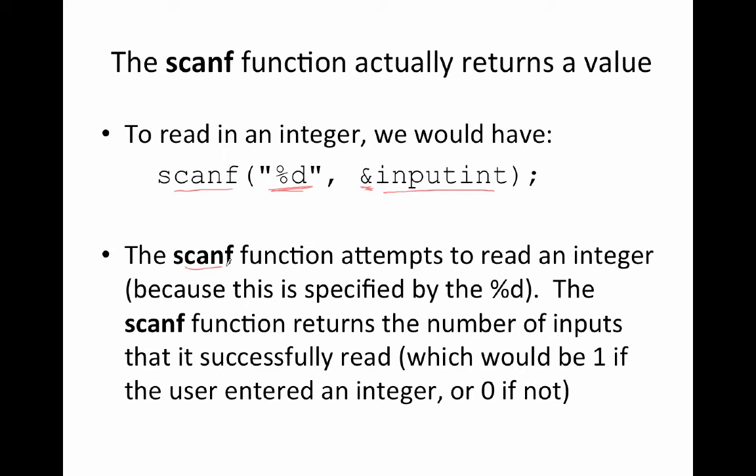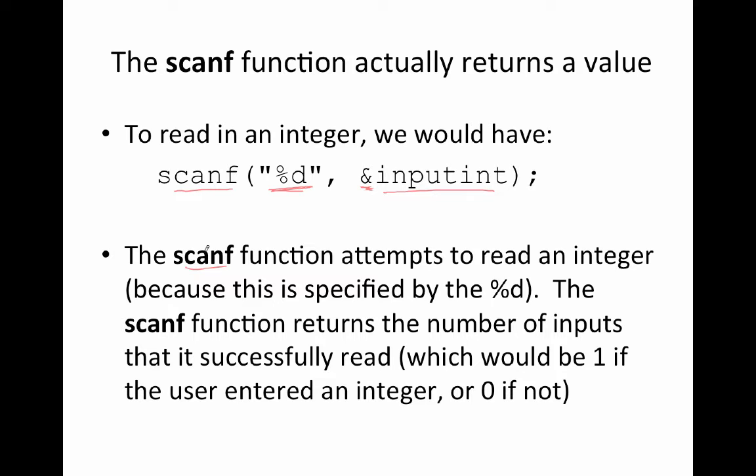Now the scanf function is going to attempt to read an integer because of the %d. So if there is an integer in the input buffer, then the scanf function will be able to read that into the variable input int. The scanf function returns the number of things that it successfully read in. So if there was an integer in the input buffer and it read it into the variable, then the scanf function returned 1. If there wasn't an integer in the input buffer, so the scanf function could not read it into the variable, the scanf function returns 0.